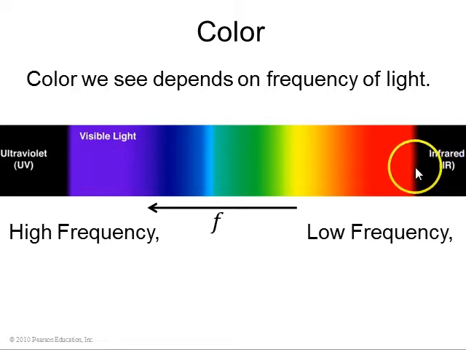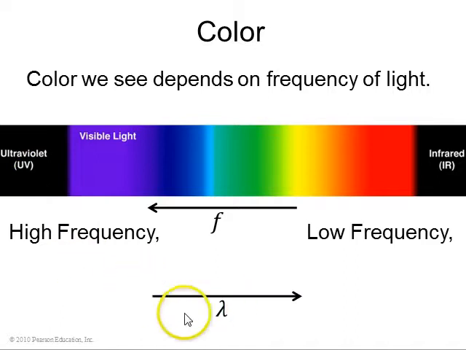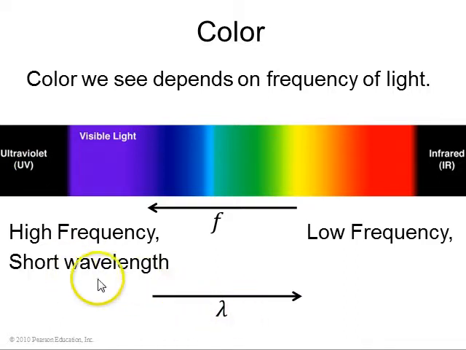And the name for that kind of electromagnetic radiation is infrared. If the frequency is higher than violet, then that's called ultraviolet radiation. And again, it looks black to our eyes. And this lambda stands for wavelength.